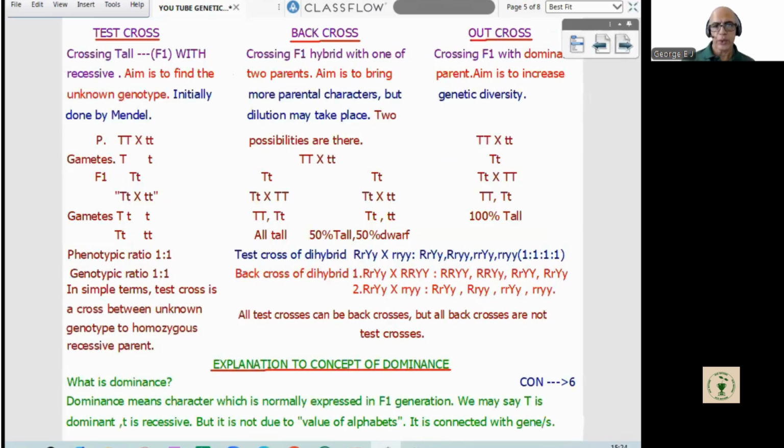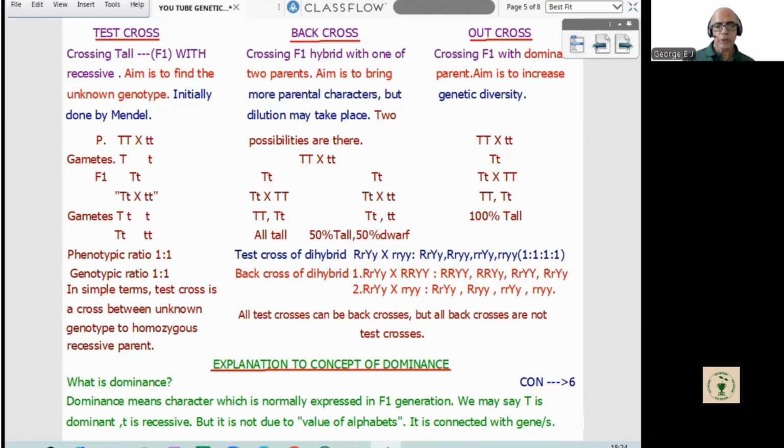Then test cross, back cross, out cross. What is a test cross? What is a back cross? What is an out cross? Why has it been done? And what are the ratios? Then we entered into dihybrid test cross and back cross. Then all test crosses can be back crosses, but all back crosses are not test crosses.